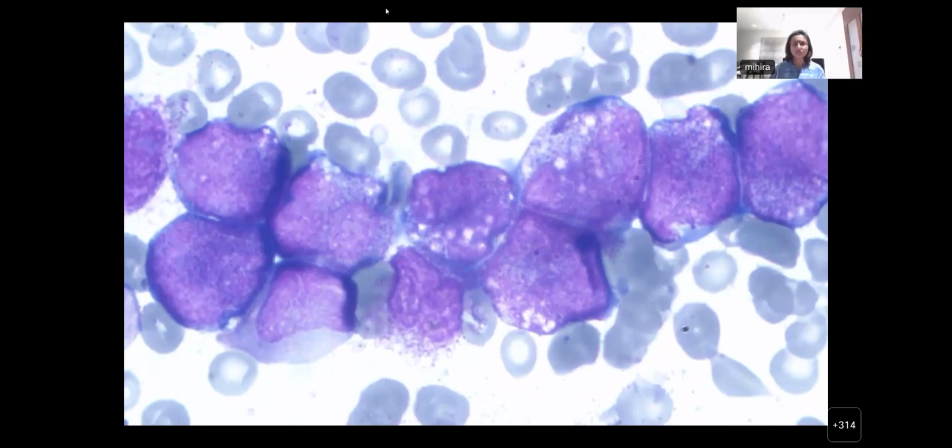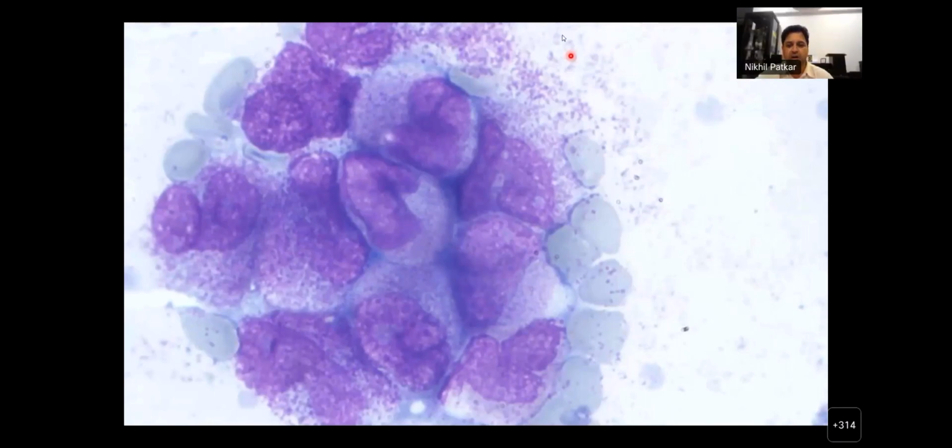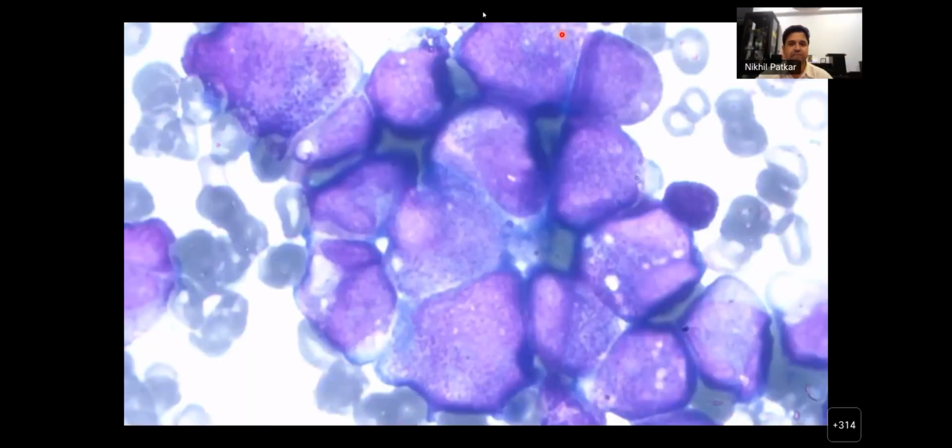So the nuclei are lobated. So they are irregular nuclei. Okay, they are lobated or irregular. Then is the cytoplasm hypergranular or hypogranular? Hypergranular, sir. And do you think that there are Auer rods here? Can we appreciate any Auer rods? No, sir. I can't appreciate the Auer rods. I also can't appreciate any Auer rods. Okay. So what is it that we are seeing here?